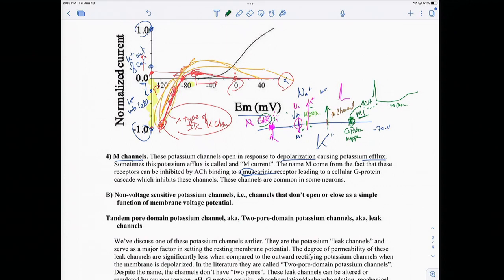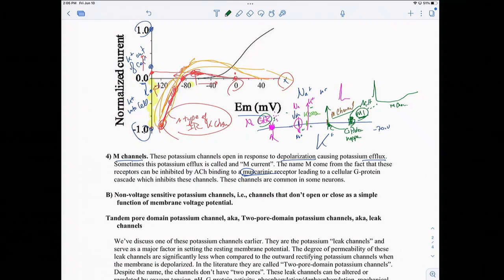But the end result is that when acetylcholine binds to an M1 receptor, I'm going to have a cascade of events, and it's going to end up causing one of these subunit G proteins to bind the M potassium channels. And when it binds the M potassium channels, those channels close. And as long as these subunit G proteins are locked onto the M channel, it keeps the M channels from opening up.